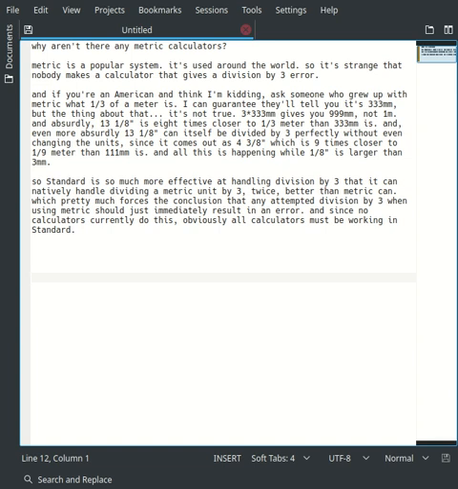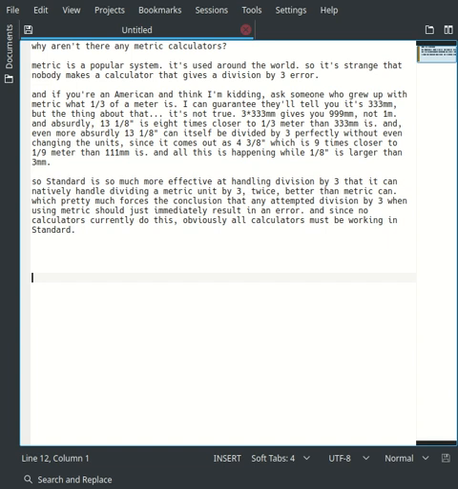Right? 3 times 333 millimeters gives you 999 millimeters, which is not a meter. That's not 1 meter. So that's wrong. And absurdly, 13 1/8 inch, 1/8 of an inch is a normal unit in standard, is 8 times closer to 1/3 of a meter than 333 millimeters is.